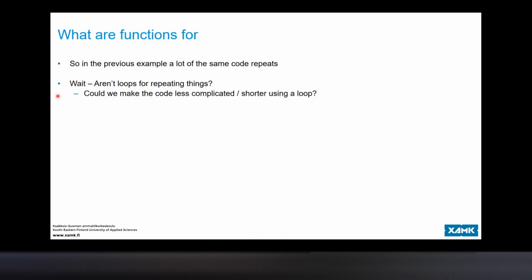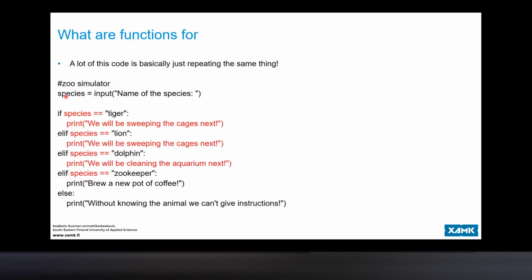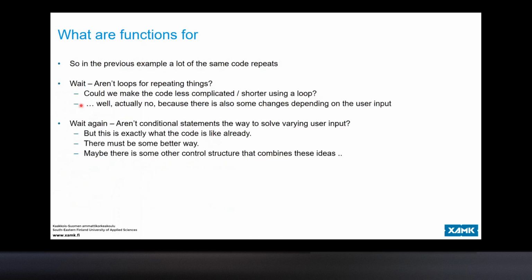Well, because there is also this if-else logic, depending on what the animal species happens to be, it turns out that no, we can't. We can't because there's also some of those changes depending on the user input. So since there is user input, what if weren't conditional statements the way to solve varying user input? But that's already what the code is doing.